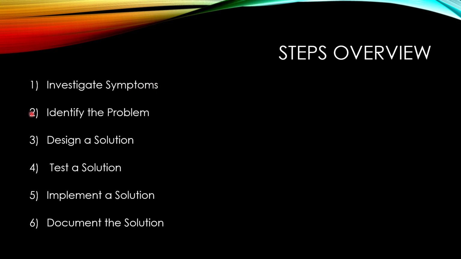Then you attempt to identify the problem to make sure you understand where in your code or where in the system the problem exists. Then you come up with possible solutions. You design solutions that will fix the actual problem that you have. Once you've designed some solutions, you pick the best ones, and then you test. It's important to test your solutions to make sure they fix the problem you have without breaking something else.